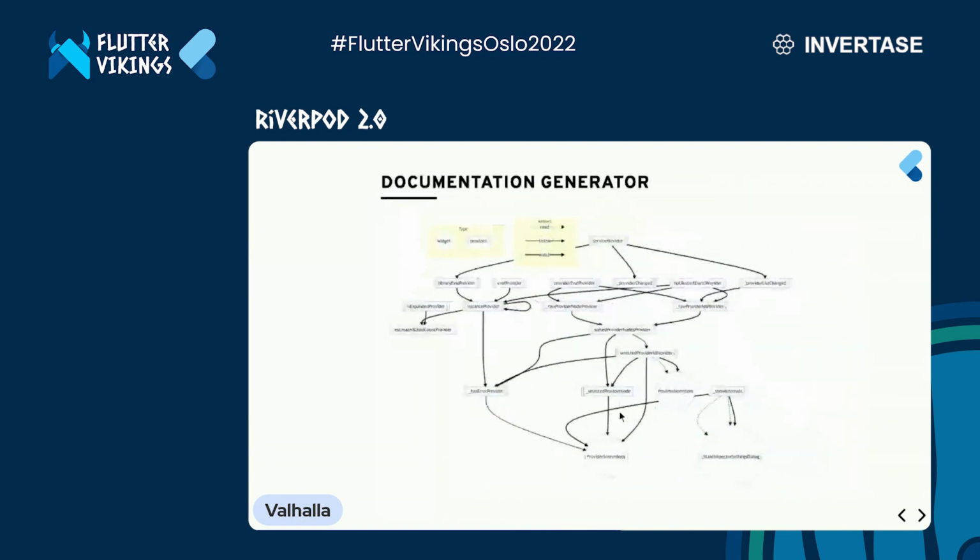And last but not least, there is a new command line for generating documentation for your projects, where you type a command and it analyzes your project and then generates a graph of the interactions between your providers and your widgets. So all that I've shown you is still work in progress, so it's not available today. It will hopefully be available soon in the future, but that should be quite exciting, right?